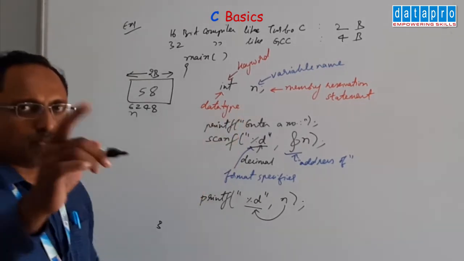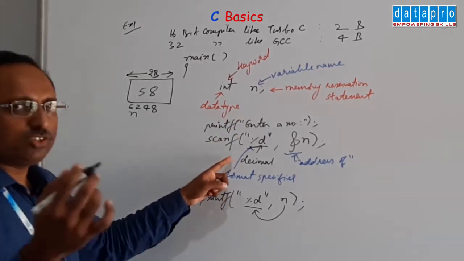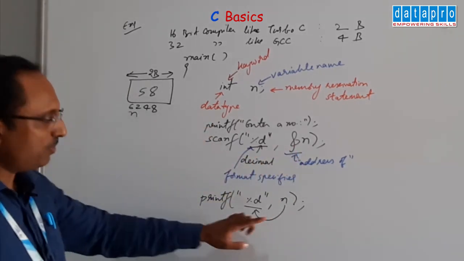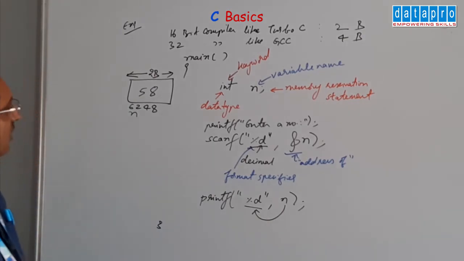First we have to do memory allocation. Then ask the user to enter a number. Then take the input from the user. Then display the output. Okay, right.